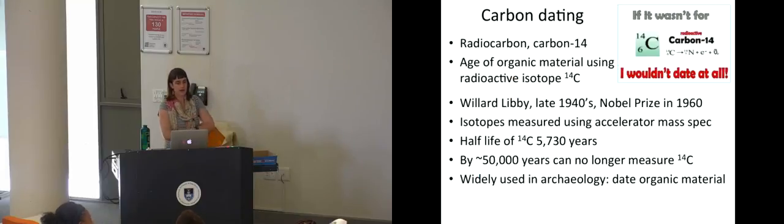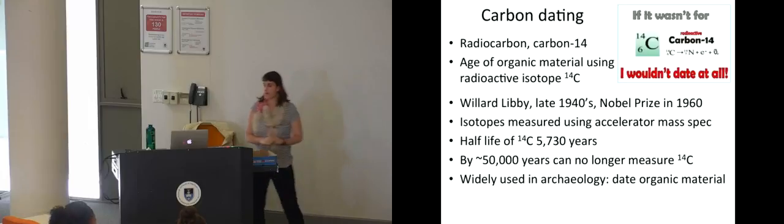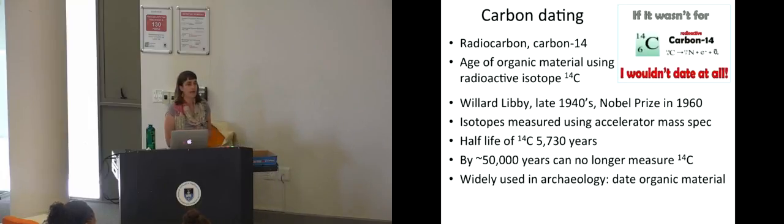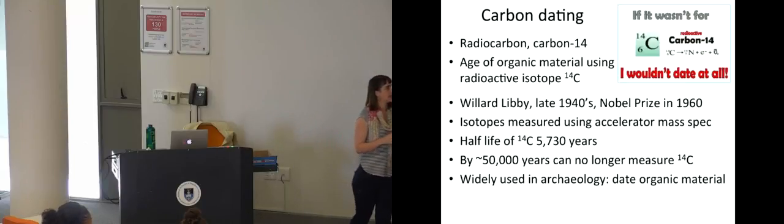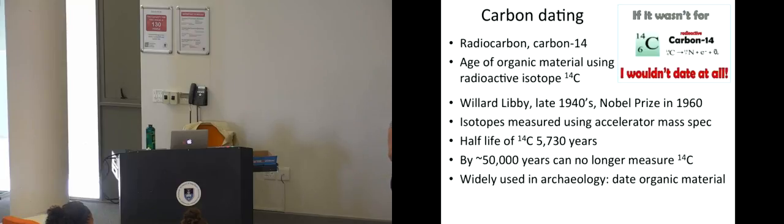Okay, so then looking at a different element and a different time scale for dating, we're going to have a look at carbon dating. Carbon dating is based on the radioactive decay of carbon-14, and this is used to date organic material: plant material, animal material. It's a technique used more in archaeology than geology because it's based on organic material. Willard Libby realized that we could use carbon-14 to date material in the 1940s, and in the 1960s when he published the method and was able to show some examples, he won a Nobel Prize for it.